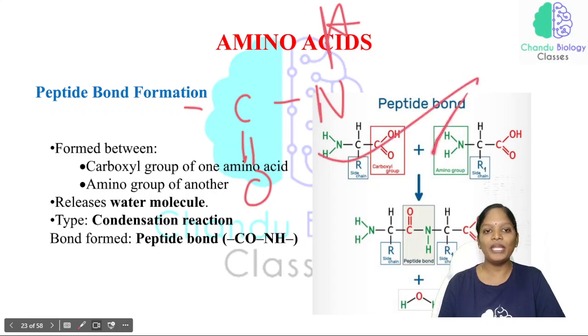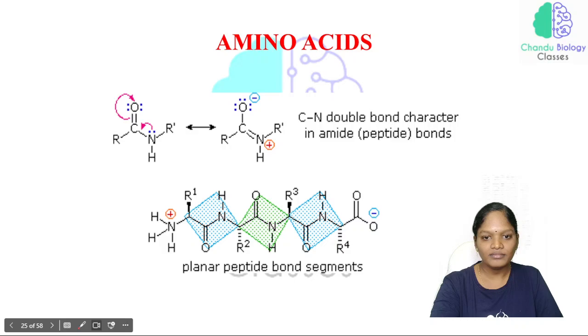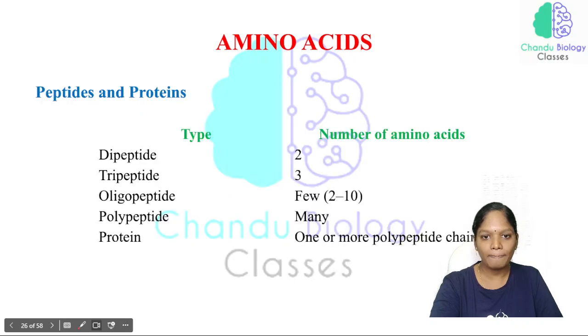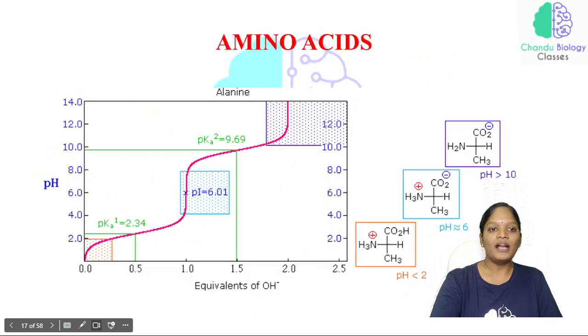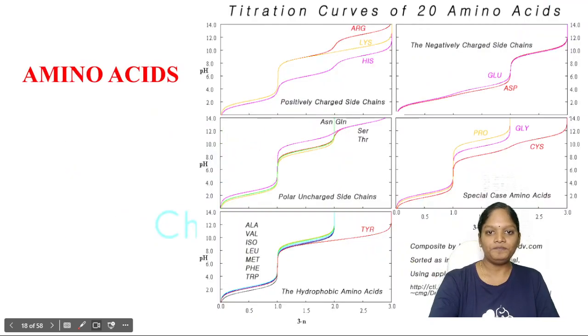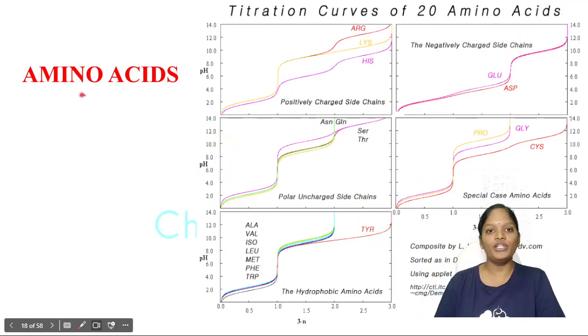This is what peptide bond formation is, and this is a condensation reaction. Now let's come to this point. The titration value of the 20 amino acids is very important to know.